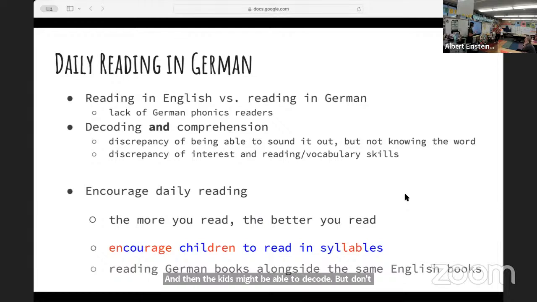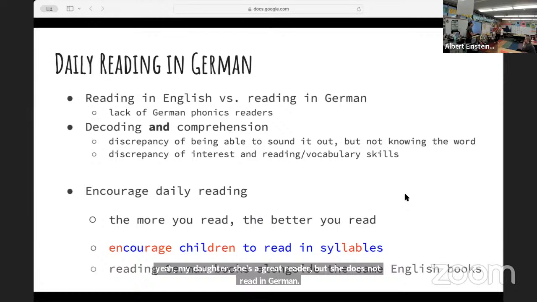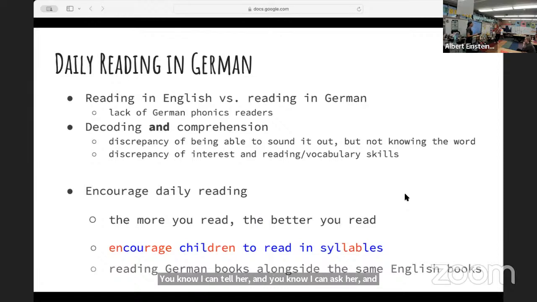So there's this discrepancy where they can sound it out, but they don't know the word, so they don't understand. And then the older they get, they read these big books in English, this is their interest, but in German they can't do that. So this is where their interest and their ability grow apart, and this is so difficult. My daughter is a great reader, but she does not read in German. I can tell her, and I can ask her, and we can set a goal, but she just doesn't enjoy it, and she loves reading in English.